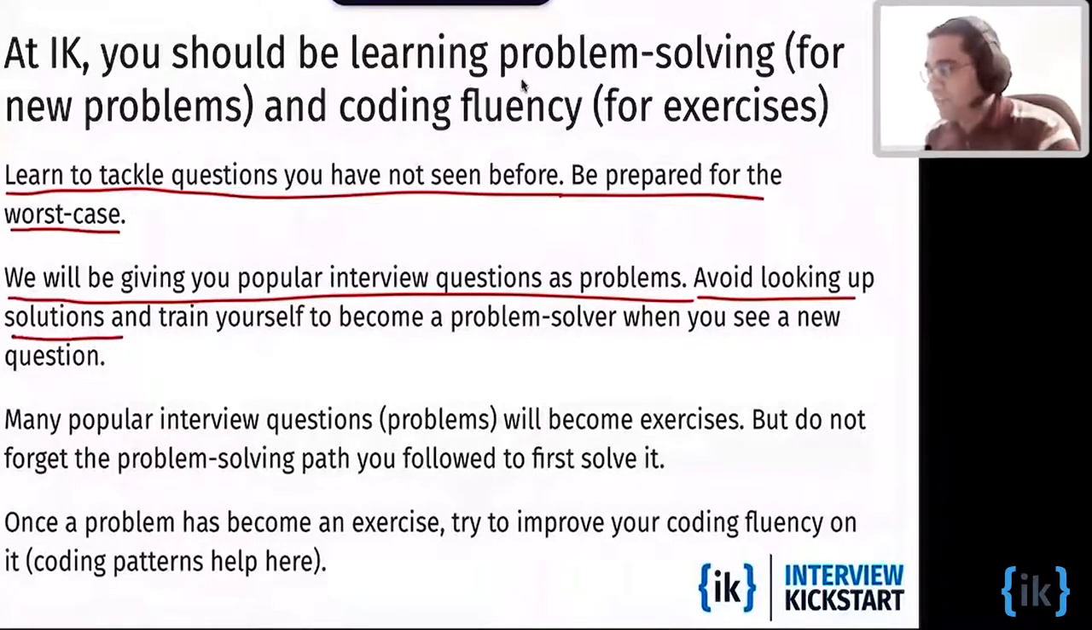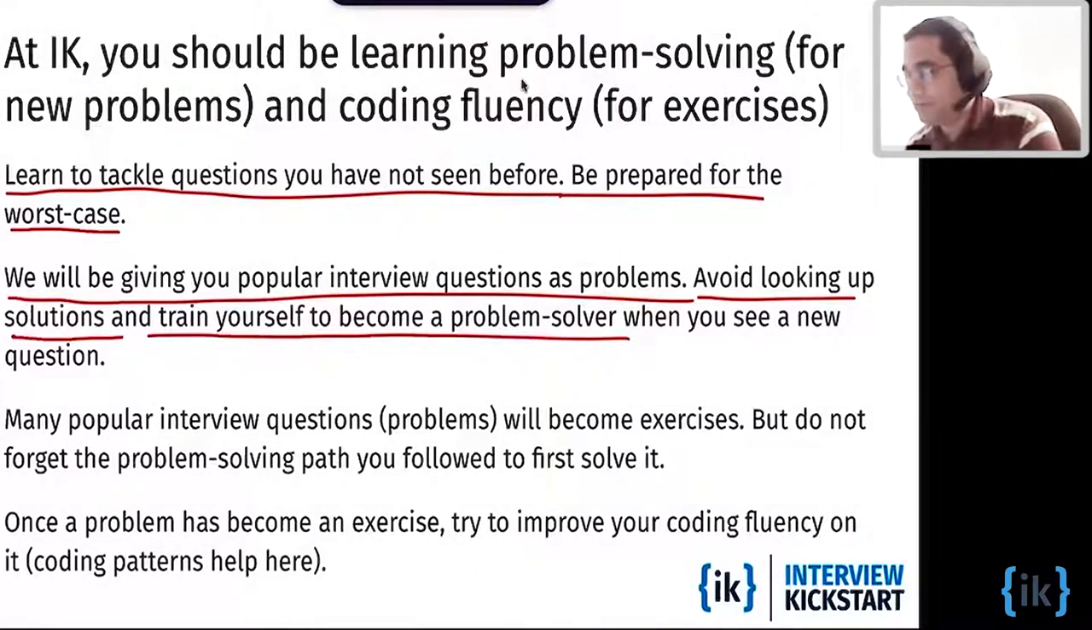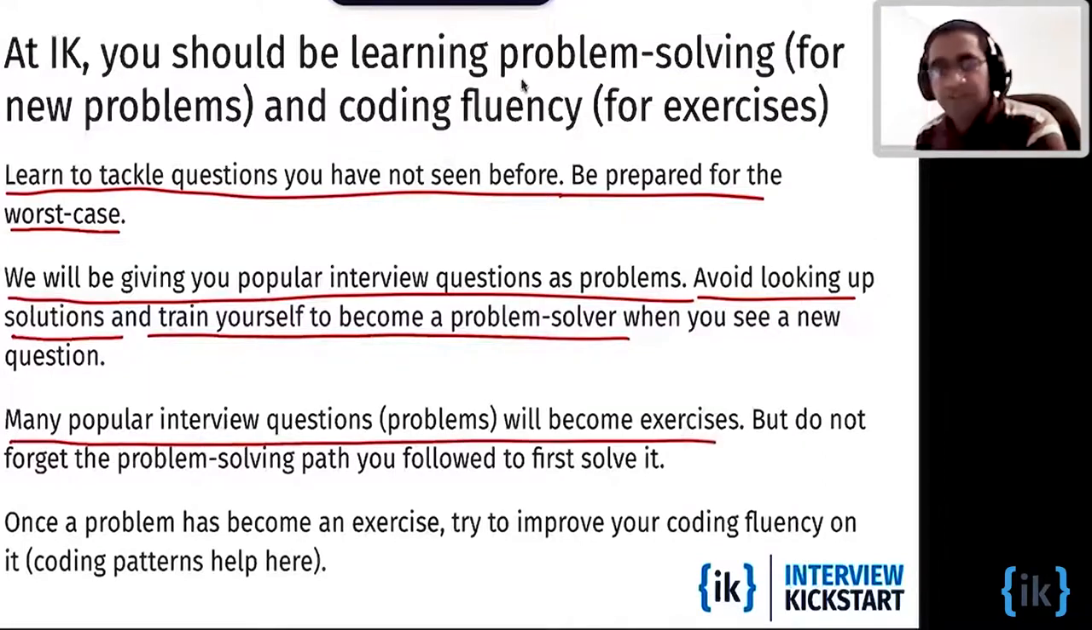Because if you don't exercise those brain muscles to train yourself to become a problem solver, you will not be able to use those muscles in the interview. Many popular interview questions will eventually become exercises by the time you finish your prep here.